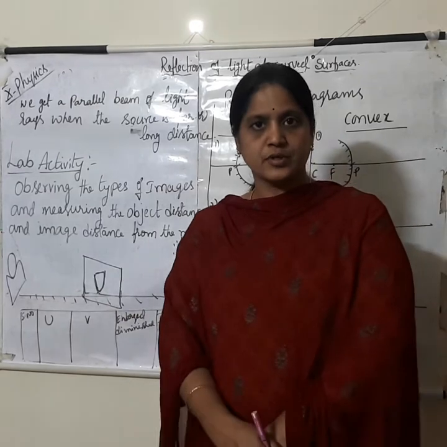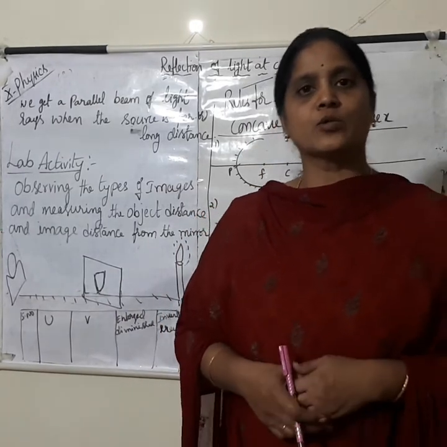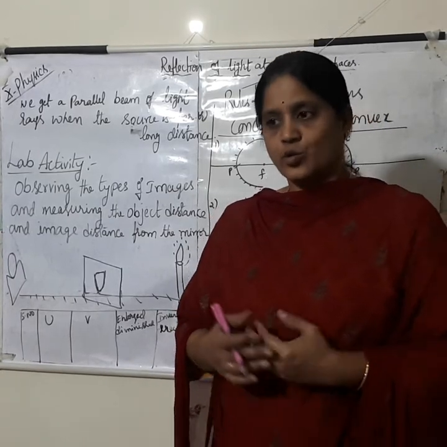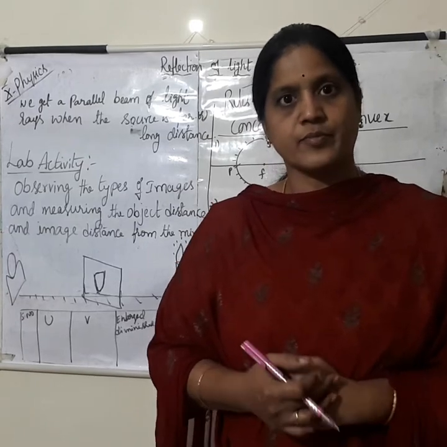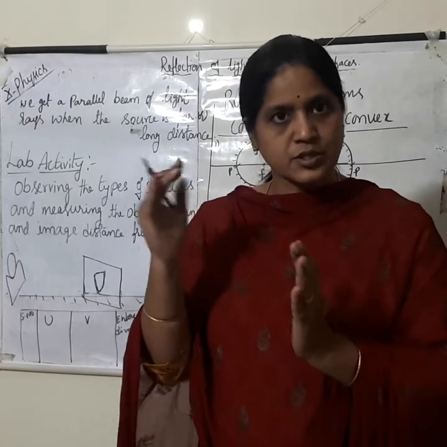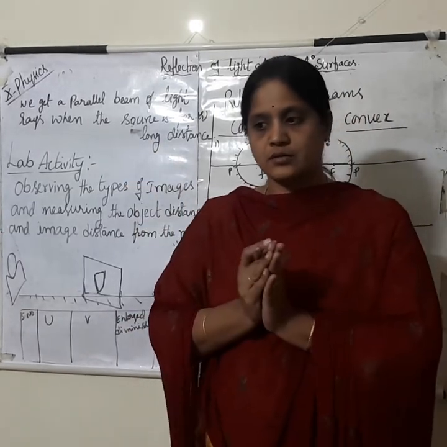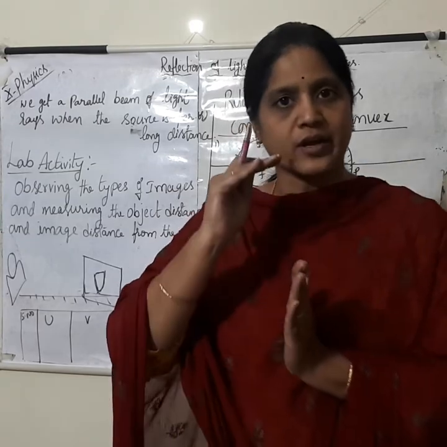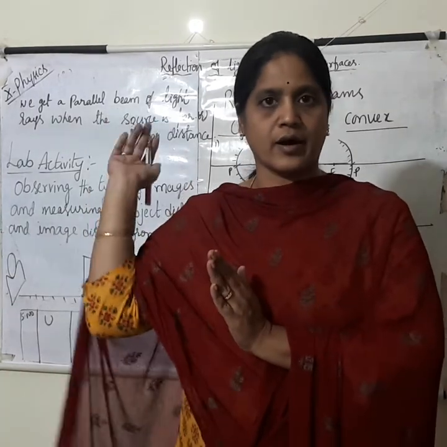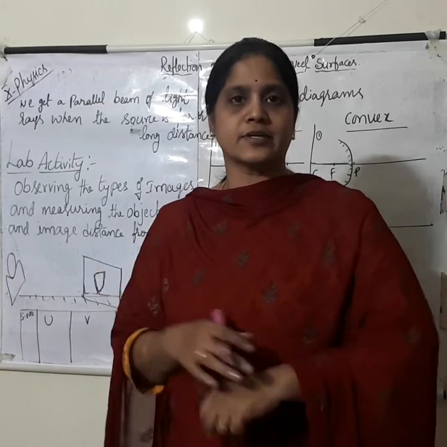In this video, I will explain how to get different types of images by using concave and convex mirrors. To get an image from the mirrors, light rays should fall on the mirrors. For example, if the source of light is very far, like the sun, then how does the reflection take place by these mirrors?